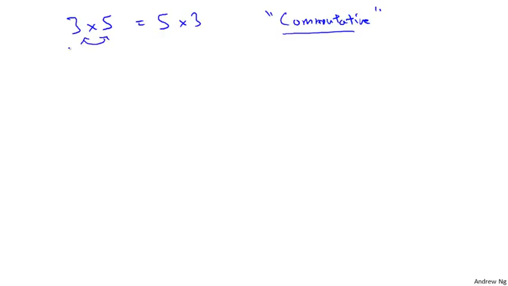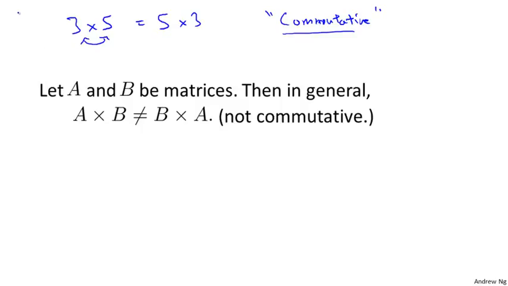When working with just real numbers, or when working with scalars, multiplication is commutative. And what I mean by that is if you take 3 times 5, that is equal to 5 times 3. And the ordering of this multiplication doesn't matter. And this is called the commutative property of multiplication of real numbers. It turns out this property that you can reverse the order in which you multiply things is not true for matrix multiplication. So concretely, if A and B are matrices, then in general, A times B is not equal to B times A. So just be careful of that.